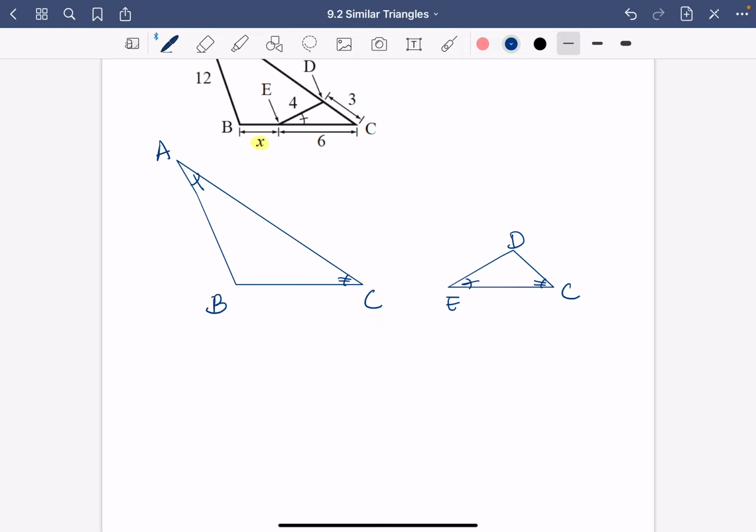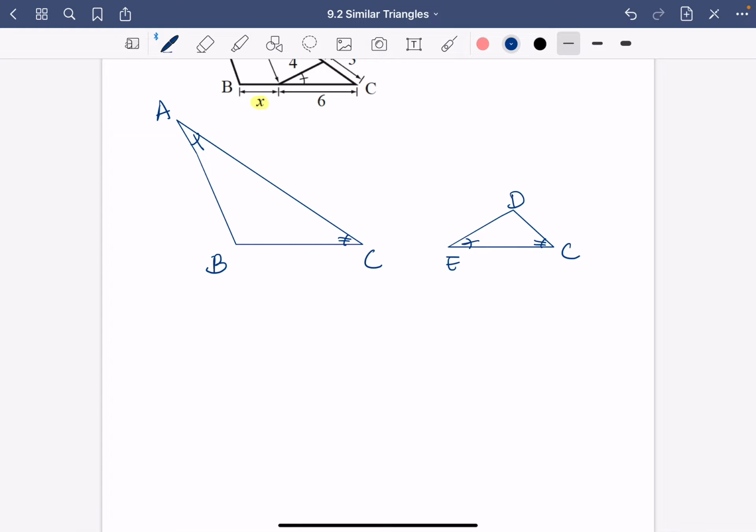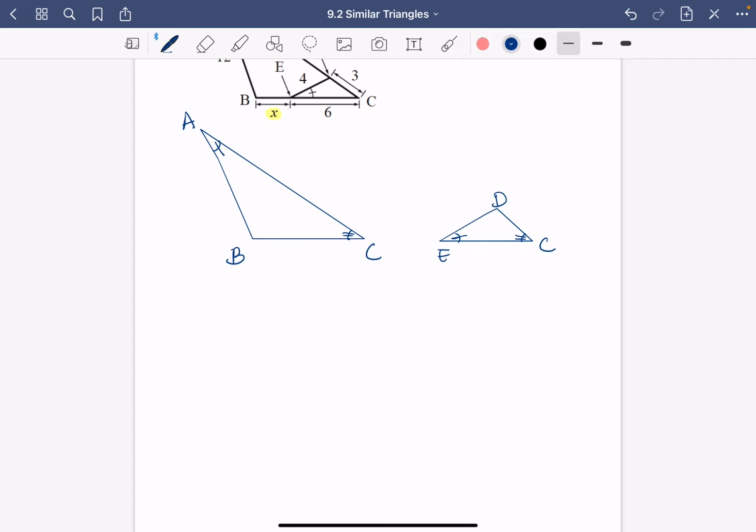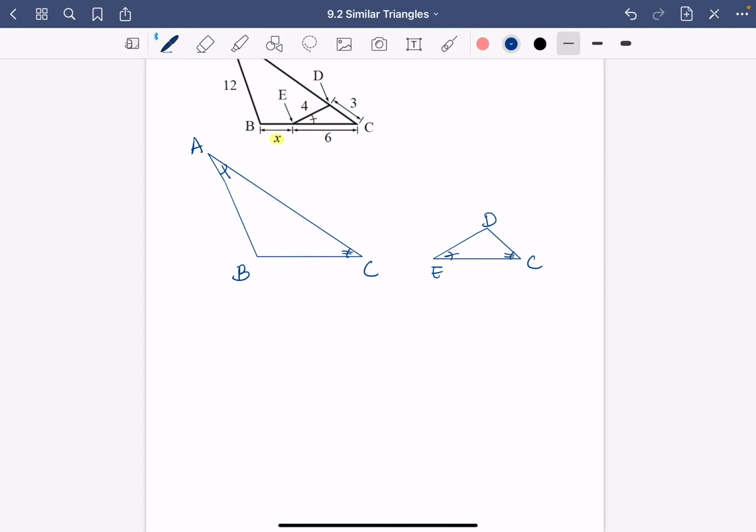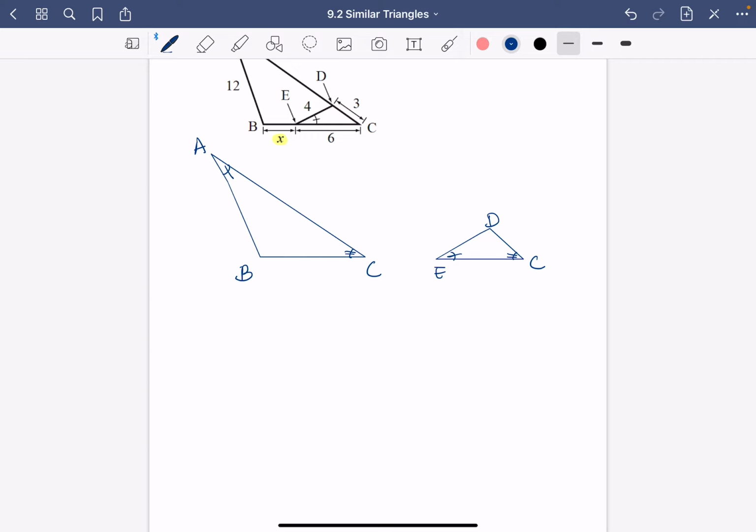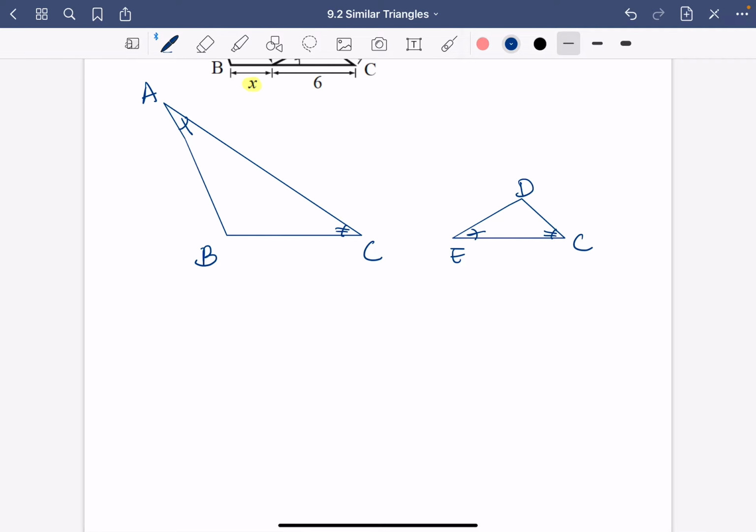Okay? So if those two angles are the same, then the last one, angle B and angle D, must be the same as well. Why is that? Because 180 minus angle A and angle C is the same as 180 minus angle C and angle E. Okay, so we know these two triangles have equal angles, so they are similar to each other. So what we need to write here is we need to prove that they're similar before we can calculate.